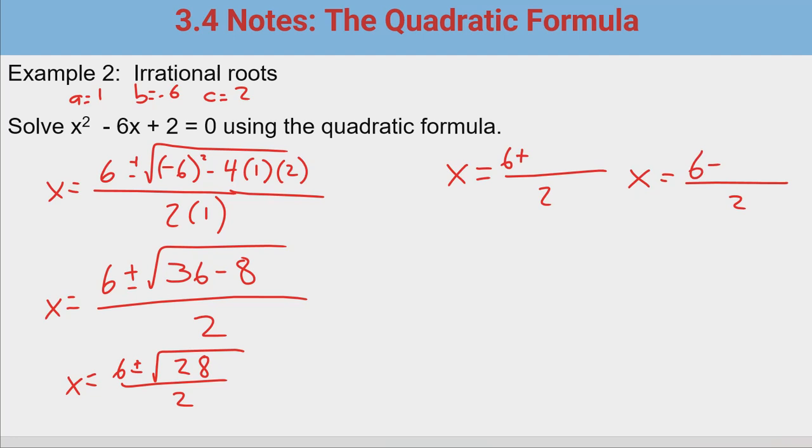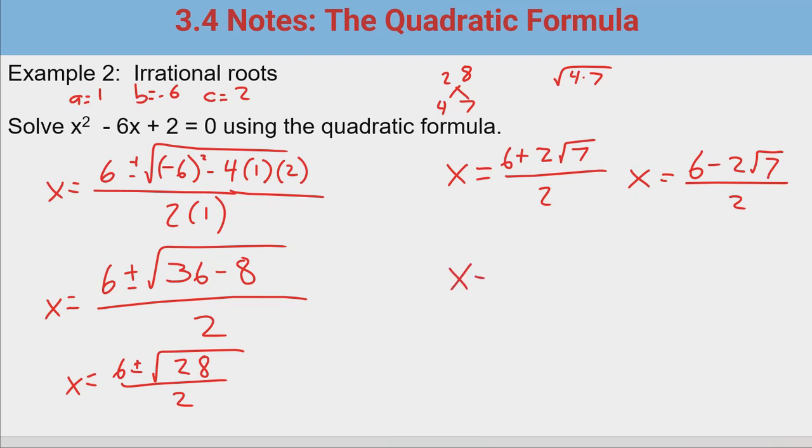Square root of 28 is not a perfect square, so I can do some factoring here on 28. 4 times 7. 4 is a perfect square. So square root of 28 would be square root of 4 times 7. Square root of 4 is 2. And then just square root of 7. So there's my simplified form for square root of 28.